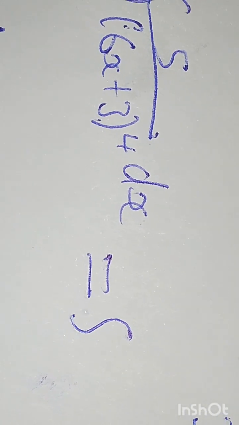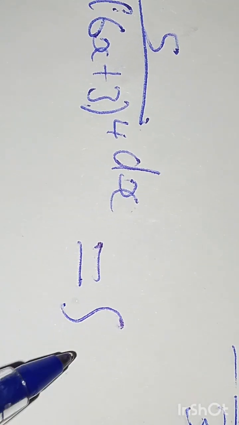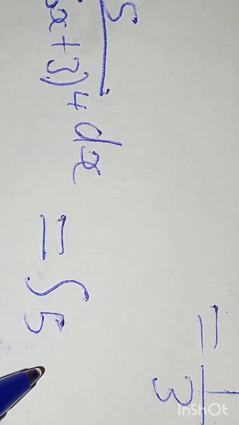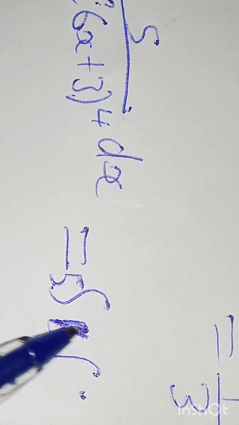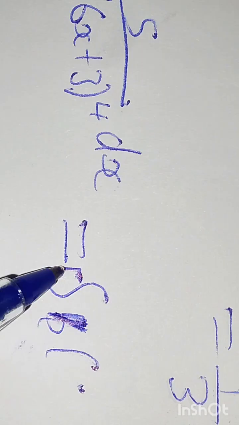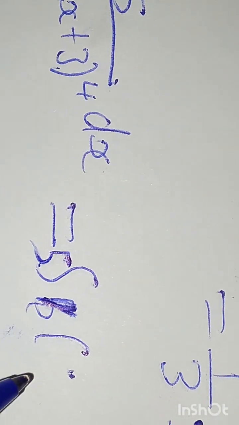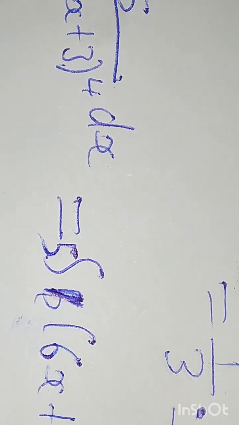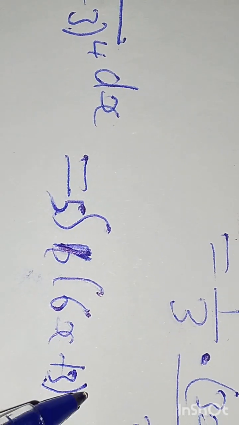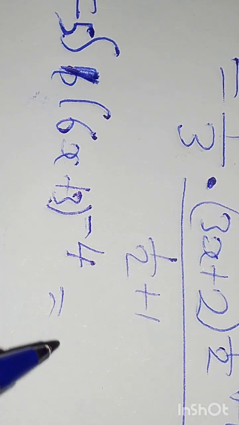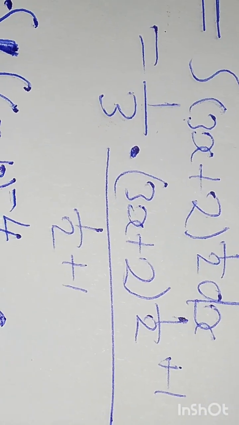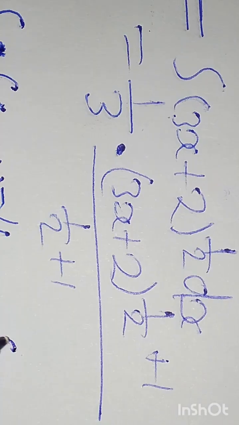How are we going to do question 2? It's the same thing we have just done here. So it's the integral, and the 5 comes outside because of the integral. You cannot integrate a constant like this. So it should be 5 times the integral of (6x plus 3) to the power negative 4.